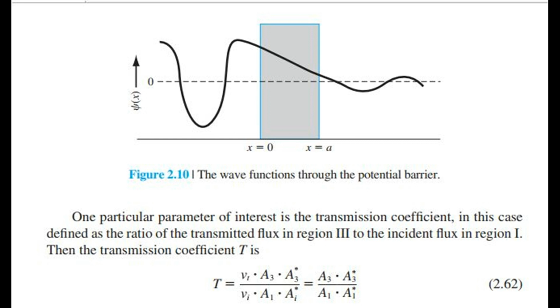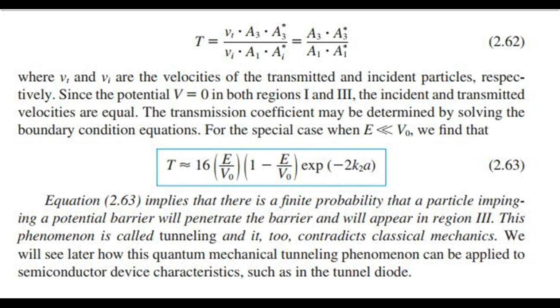One particular parameter of interest is the transmission coefficient, in this case defined as the ratio of the transmitted flux in region 3 to the incident flux in region I. Then the transmission coefficient T is where vt and vi are the velocities of the transmitted and incident particles, respectively. Since the potential is V = 0 in both regions I and III, the incident and transmitted velocities are equal. The transmission coefficient may be determined by solving the boundary condition equations.